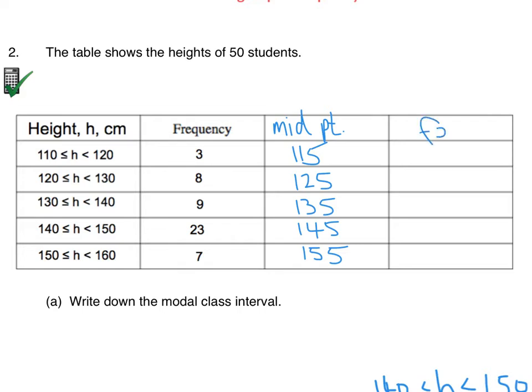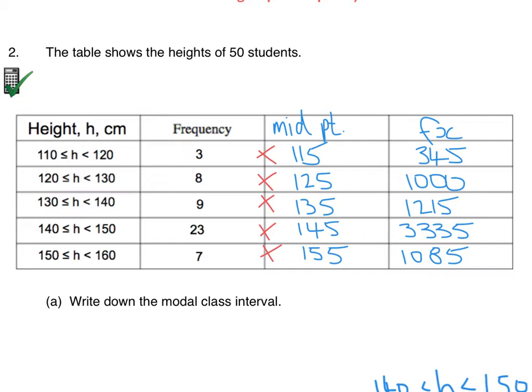We then find our fx, and we do that by multiplying the frequency by the midpoint this time. So 3 times 115 is 345. 8 times 125 is 1000. 9 times 135 is 1215. 23 times 145 is 3335. And 7 times 155 is 1085.